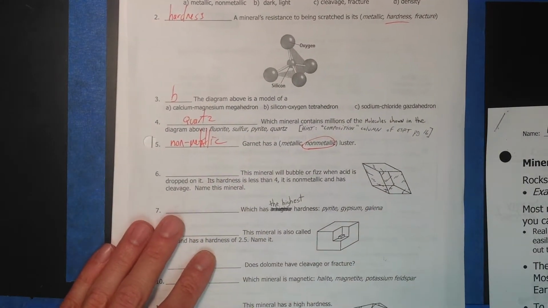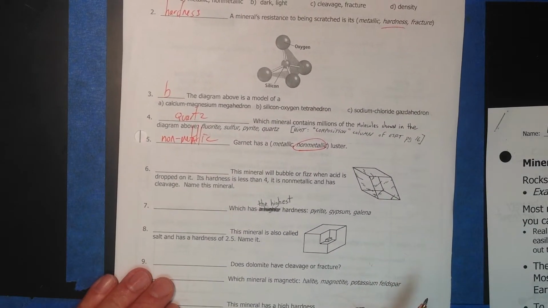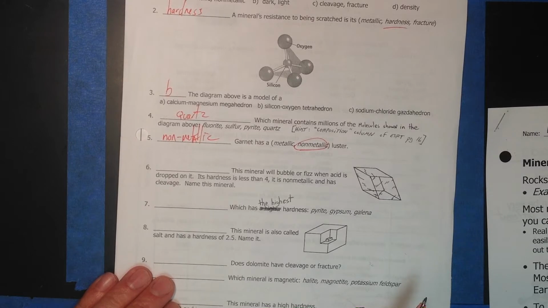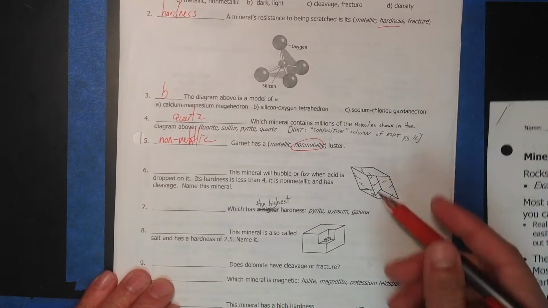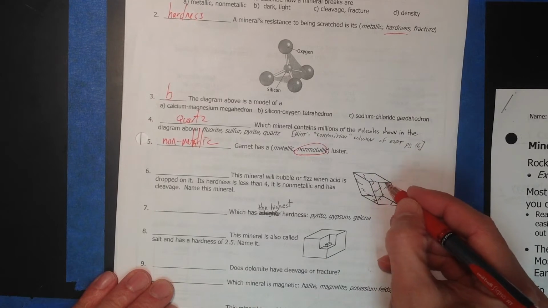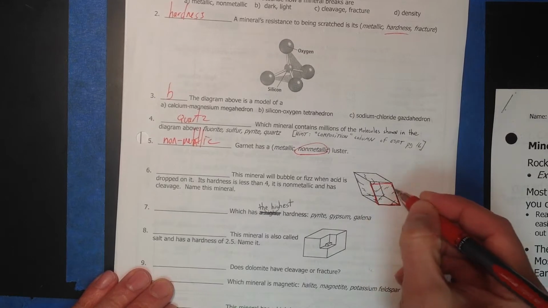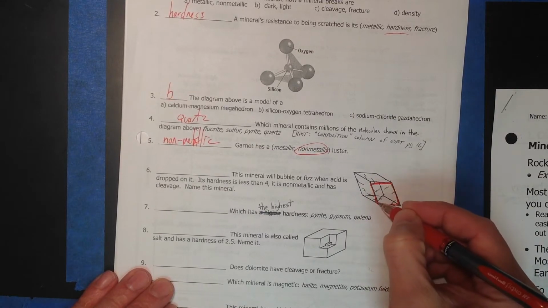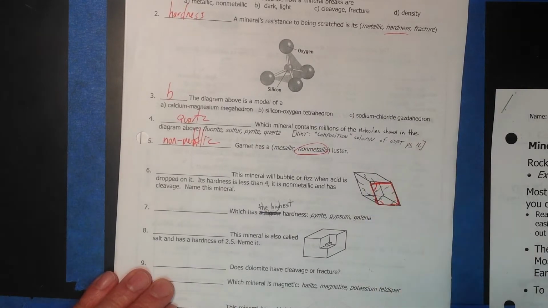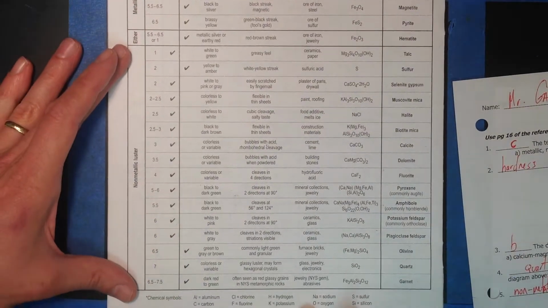Six. This mineral here, I have a picture of it, will bubble or fizz when acid is dropped on it. Its hardness is less than 4. It's non-metallic and has cleavage. Name this mineral. If you look here, you see the cleavage. It definitely has good cleavage in three directions here. And notice these are not right angles, so it's not cubic cleavage. The answer to this is going to be non-metallic.